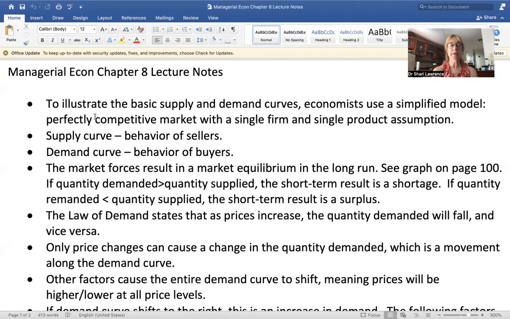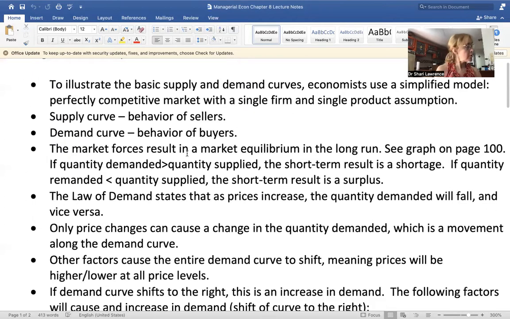So it's really easy to explain the supply and demand curves when you have a perfectly competitive market. That's why they're using that assumption. All right, so a perfectly competitive market, single firm, and single product assumption. Okay, so the supply curve illustrates the behavior of the sellers. The demand curve illustrates the behavior of the buyers.